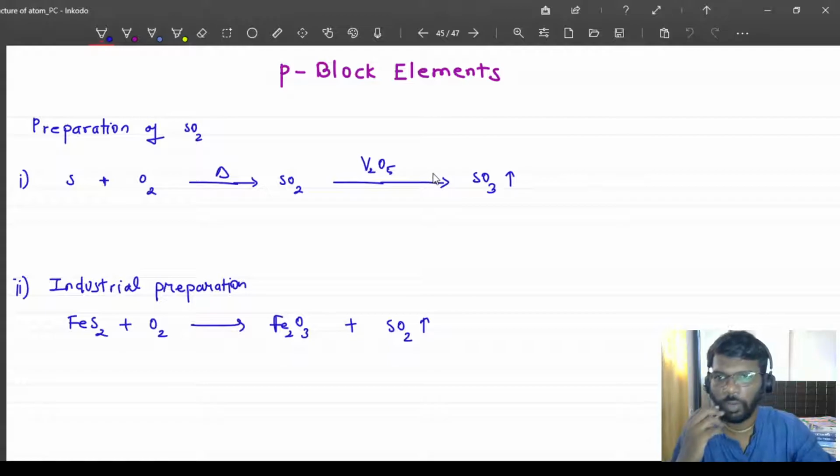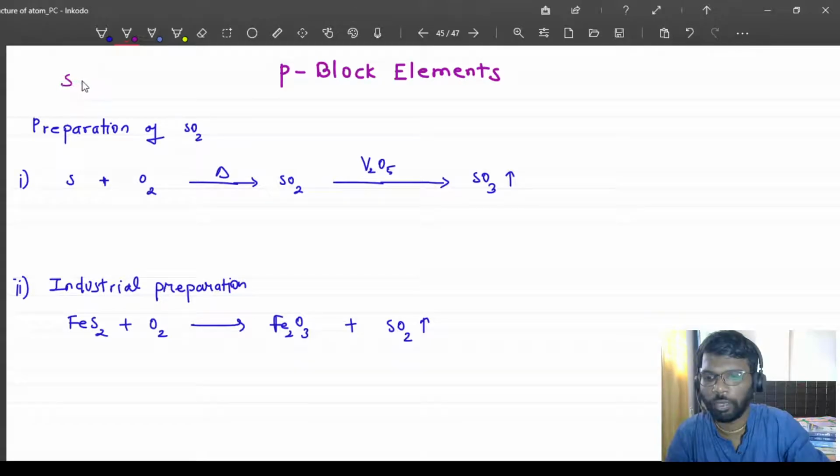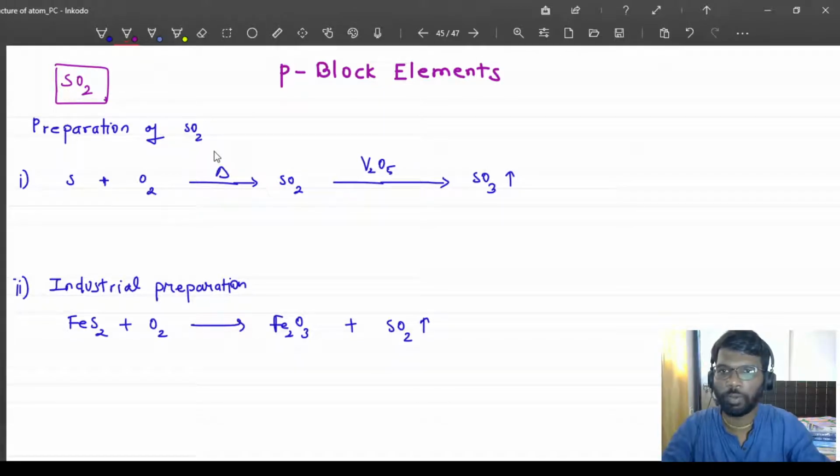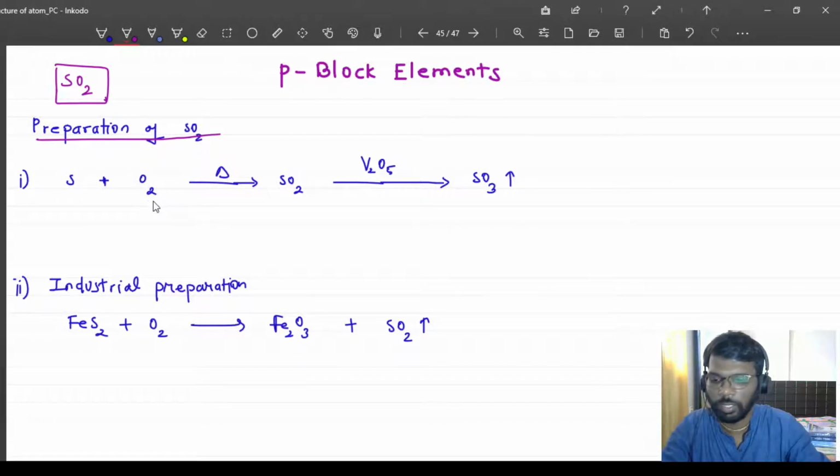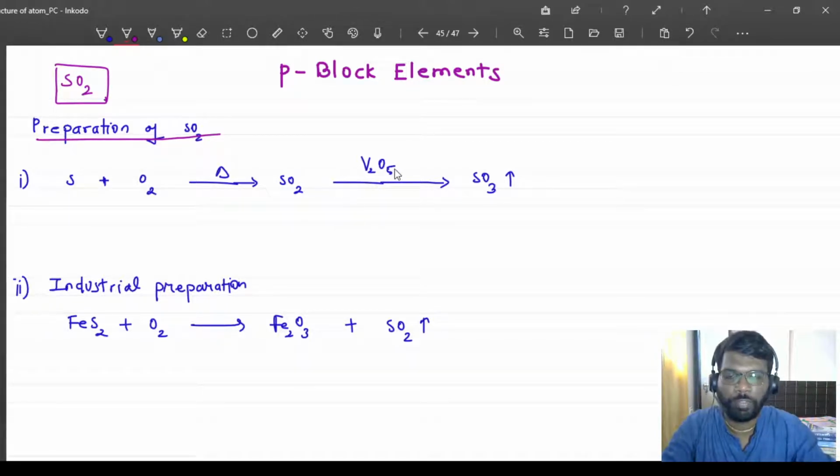Okay, here we are going to learn about some of the preparations of sulfur dioxide. This is an important compound of sulfur. The first reaction under preparation of sulfur dioxide is this: sulfur reacting with oxygen and you get sulfur dioxide. Further, if I react that with vanadium pentoxide, you get sulfur trioxide.